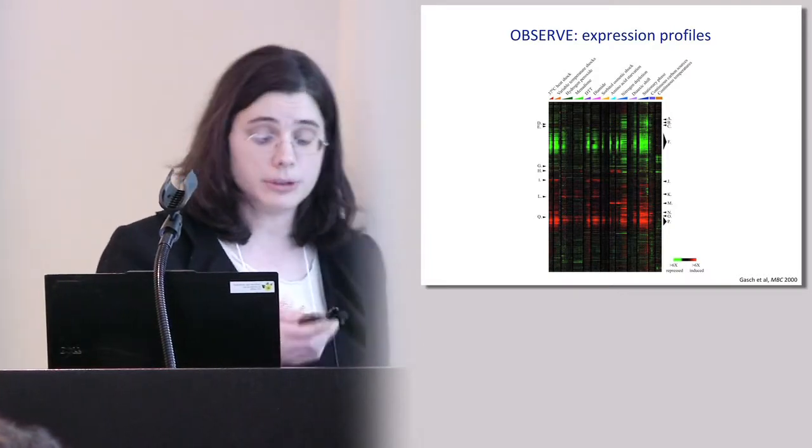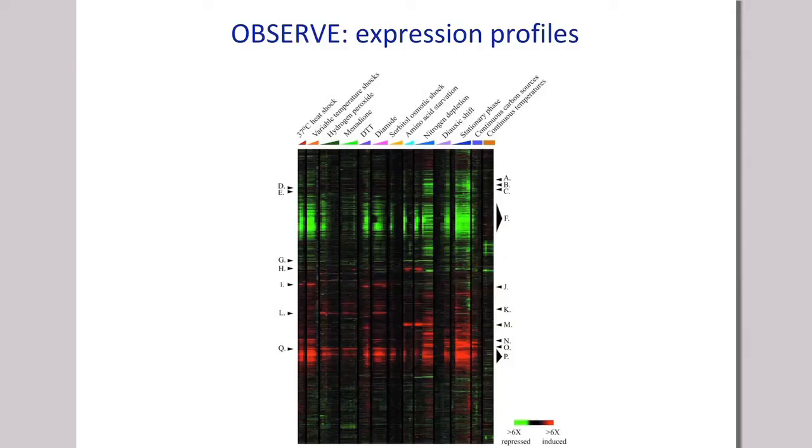It was not clear because what happened was that in each of these responses, there are also things that are specific, right? You can see here, this is nitrogen depletion. You take the nitrogen away from the cells. There's a response that's very specific to nitrogen depletion and other types of starvation. That's not common across all the stress responses.